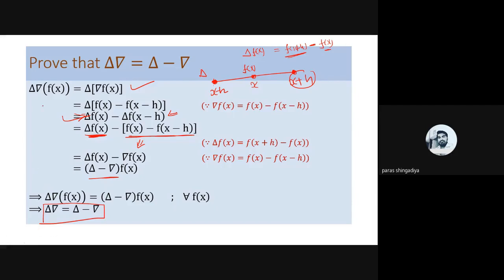Is it clear to all? Have you any query in any step? No, sir. Remaining students, have you any doubt in any step? So ask me now.